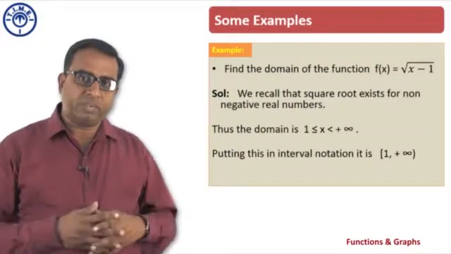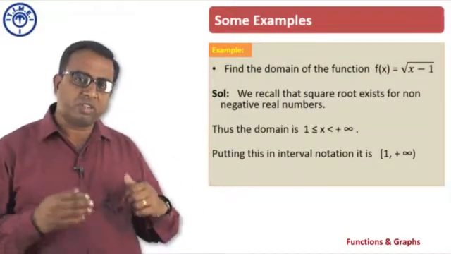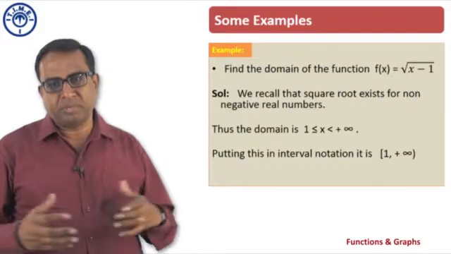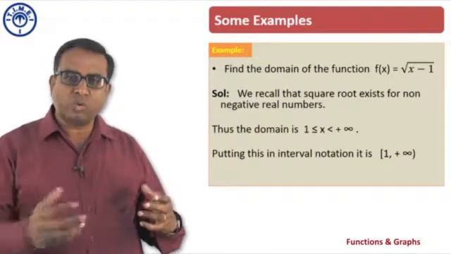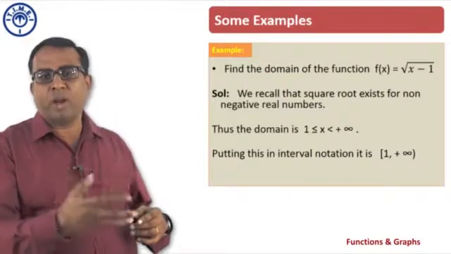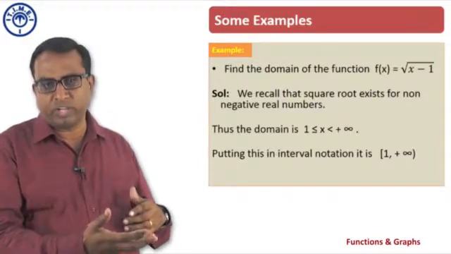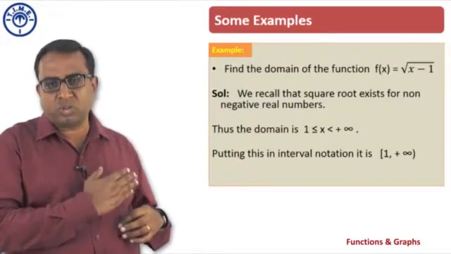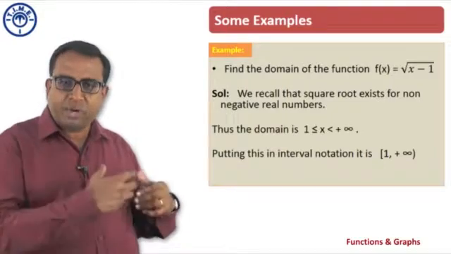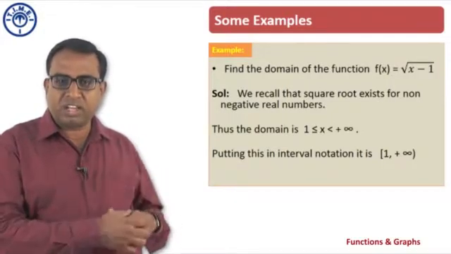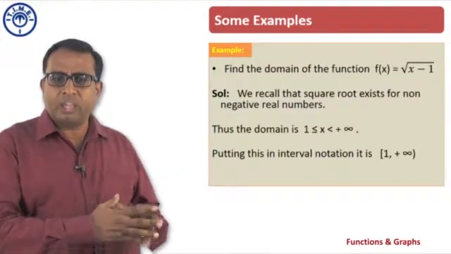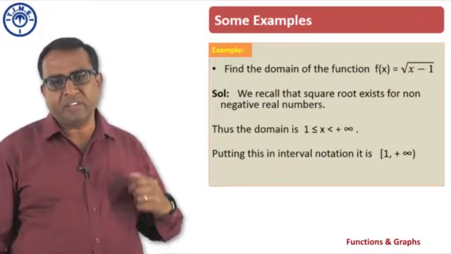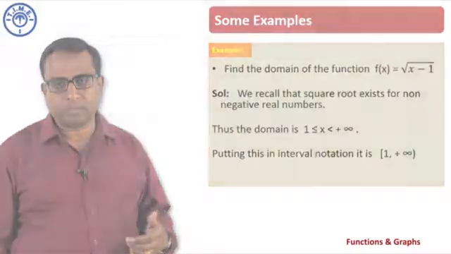Let us look at the second example. Suppose you want to find the domain of the function f of x is square root of x minus 1. We recall that square root exists only for non-negative real numbers. So the quantity inside the square root, that is x minus 1, has got to be non-negative. When we say non-negative, 0 is also included. That means x minus 1 has to be greater than or equal to 0, so x can be anywhere from 1 onwards, no stopping, 1 to infinity. The same thing in interval notation, as we might have seen in class on inequalities, is 1 to infinity. You can input any number starting from 1, including 1, and from 1 onwards, no stopping.